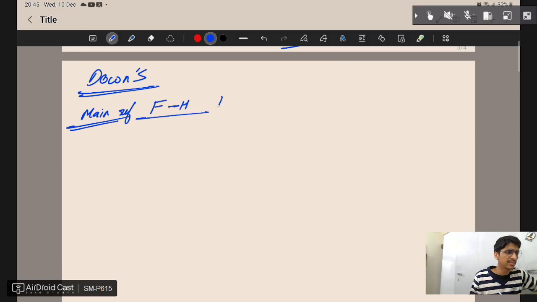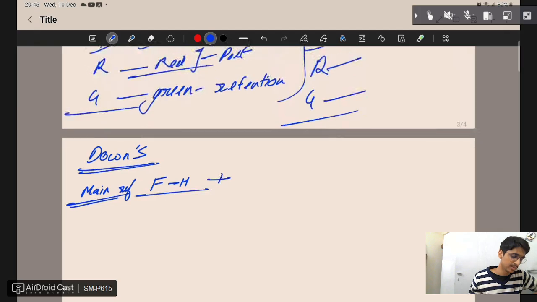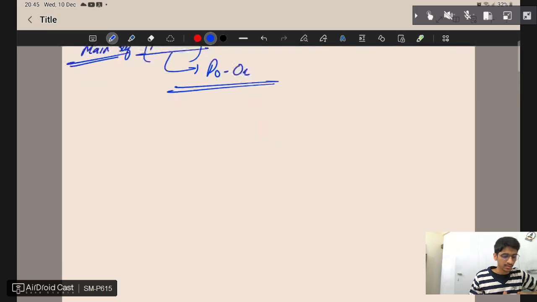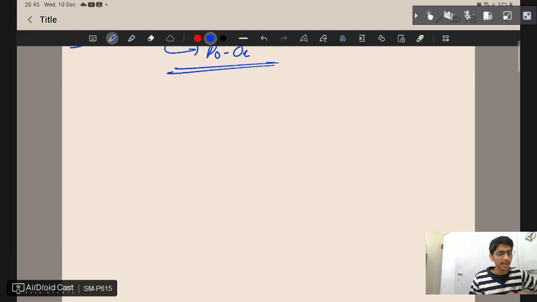FH plane plus... this is the main reference FH plane which we have to take. Okay, FH plane, that means Porion to orbital. So what are the skeletal parameters that we have to analyze through this analysis?